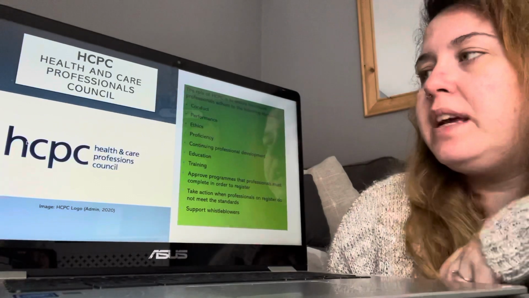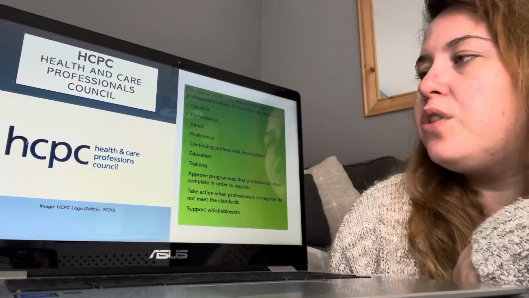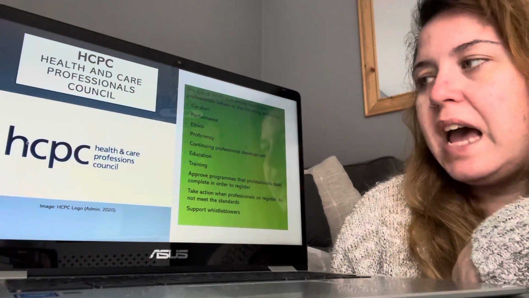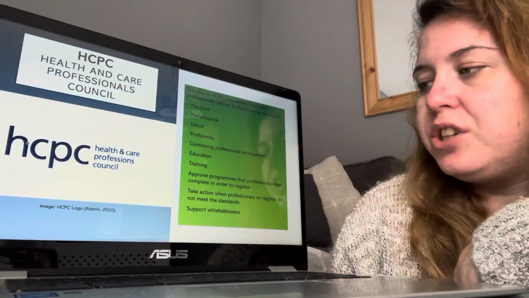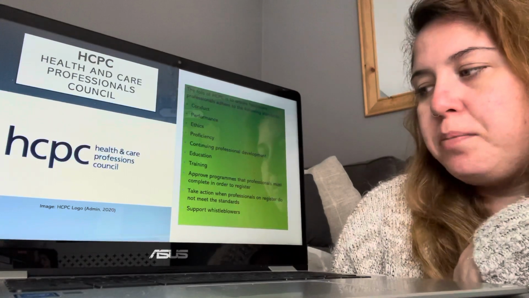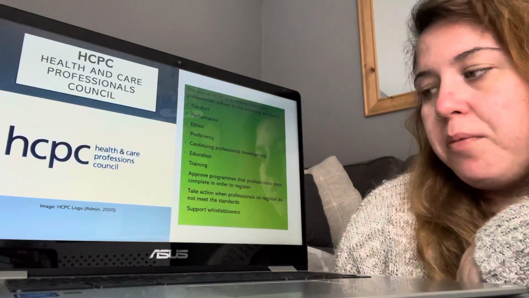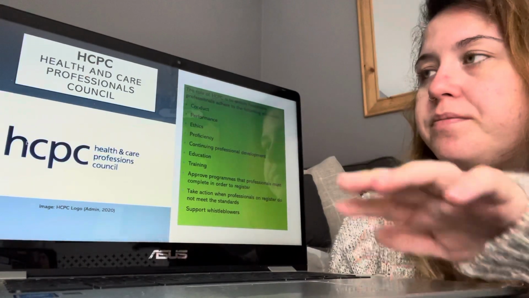So the role of the Health and Care Professionals Council, the HCPC, is to ensure healthcare professionals adhere to the following standards: conduct, performance, ethics, proficiency, continuing professional development, education and training. They also approve programmes that professionals must complete in order to register, take action when professionals on the register do not meet the standards, and they are also there to support whistleblowers.